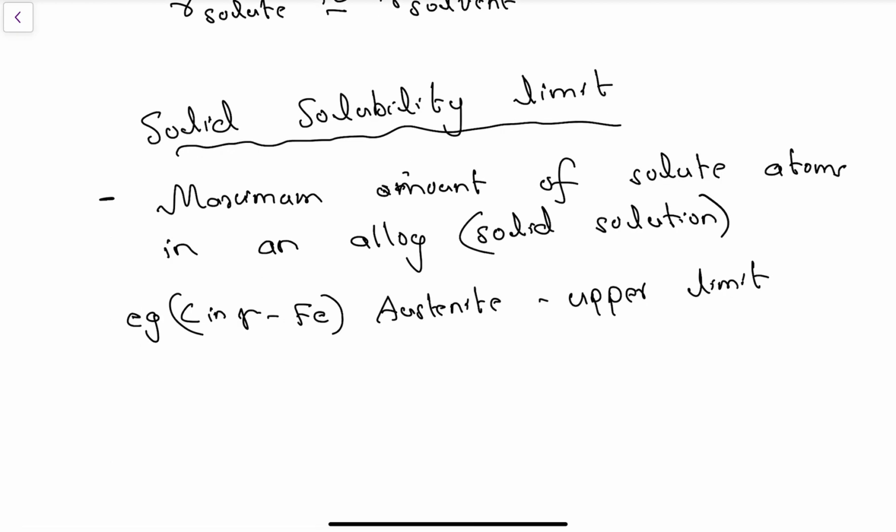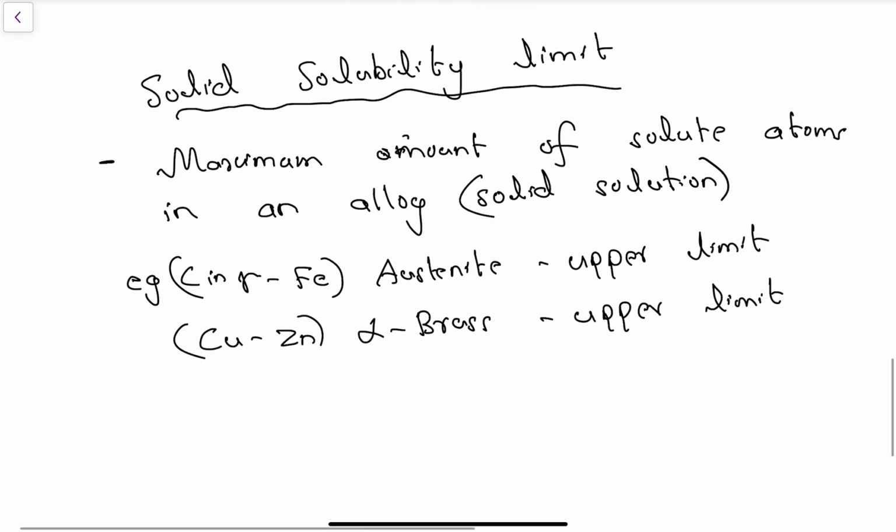Another example is the copper-zinc alloy, that is alpha brass. This also has an upper limit. You cannot go beyond a limit. Okay, we will see why. It cannot be mixed in any proportion.